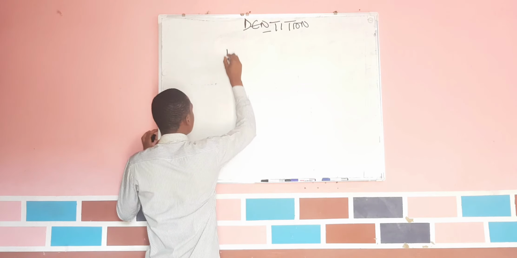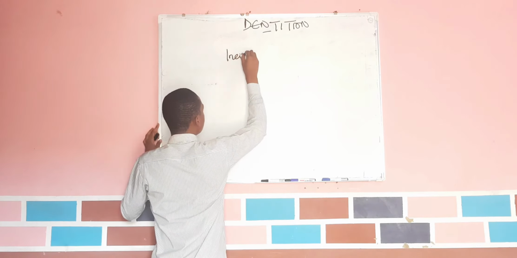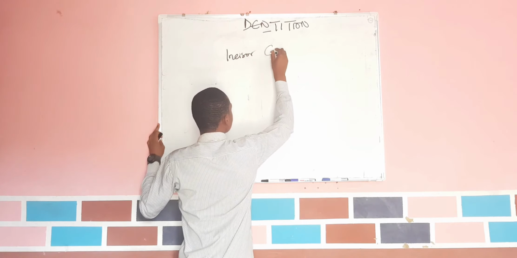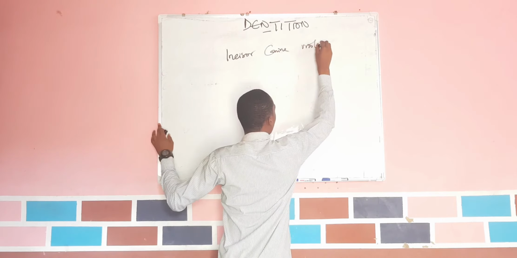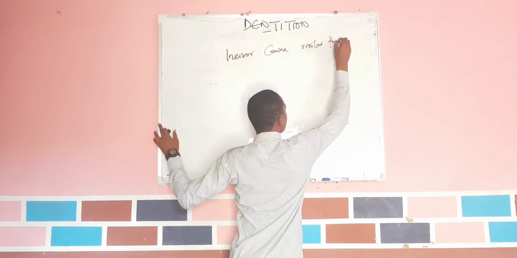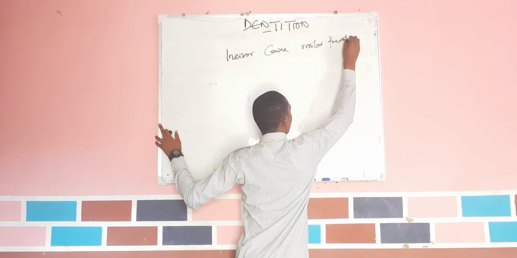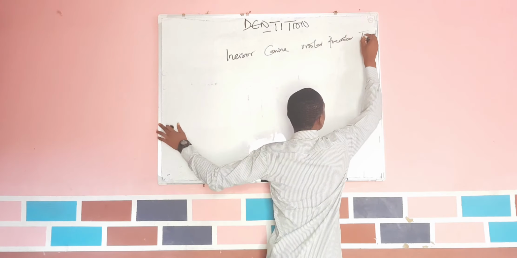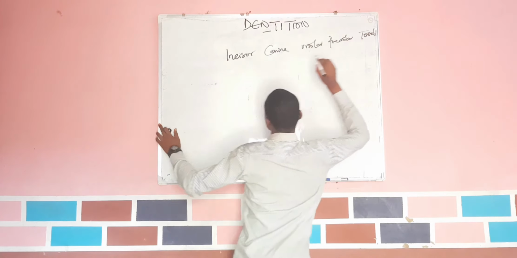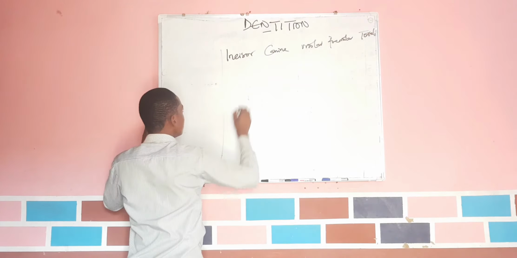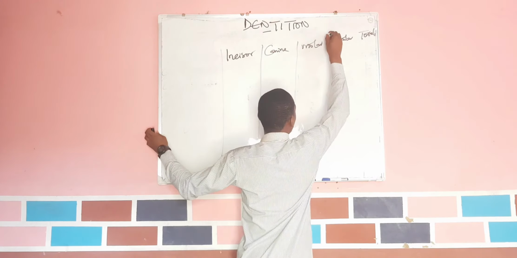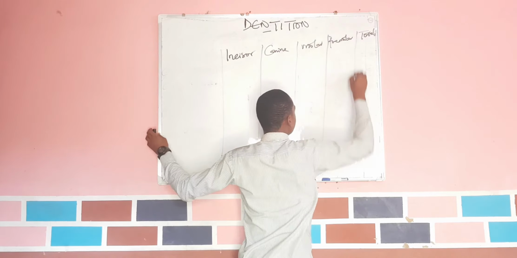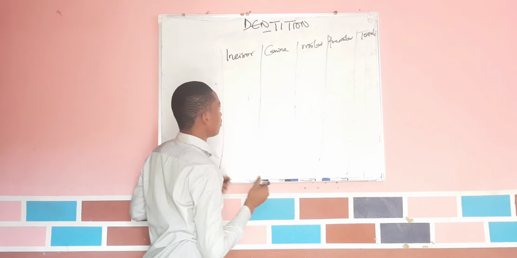If I have incisor, canine, molar, premolar, and total. This is the total number of teeth. Now, if I have this, are you getting it? I have this, this, and this. Now, what is expected here?